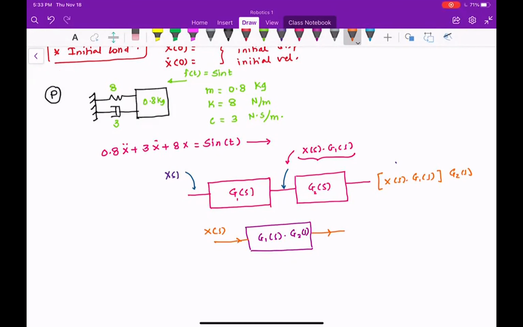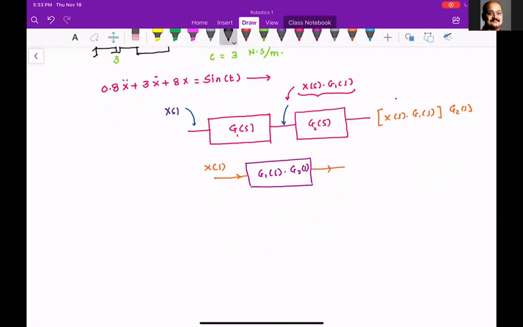So what is the application of this? You have a robot subsystem and you have another subsystem. So what you can do is combine the transfer functions and write down a single transfer function. The concept of transfer function is also very important when you are trying to design control systems.